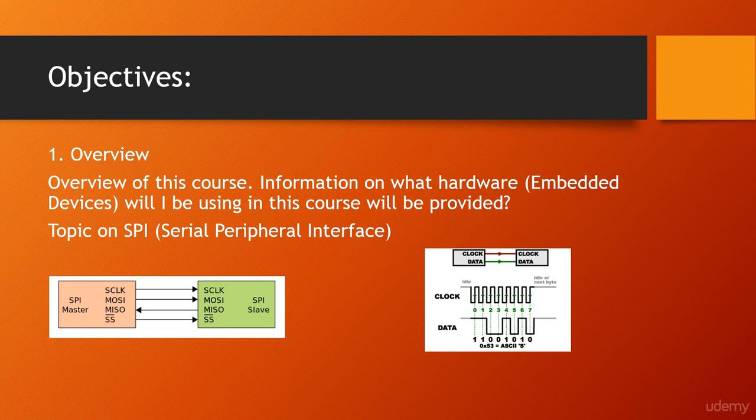Okay, let's go over the objectives of this course. The first is overview. I will talk about an overview of this course in the beginning. I'll provide information on what hardware or embedded devices we will be using in this course. We will also talk about embedded systems in general, with the topic on SPI, Serial Peripheral Interface.